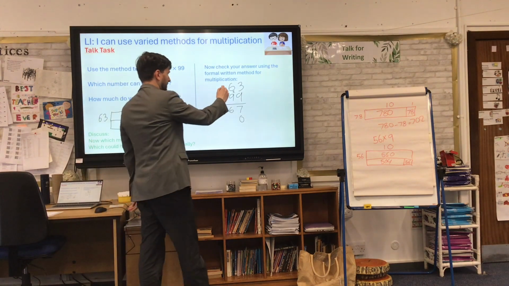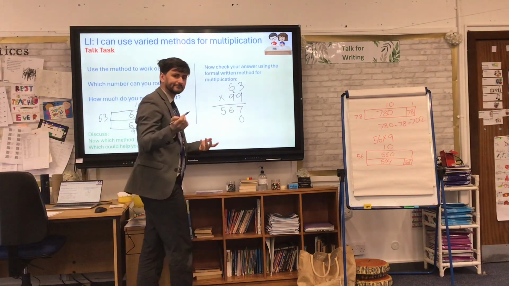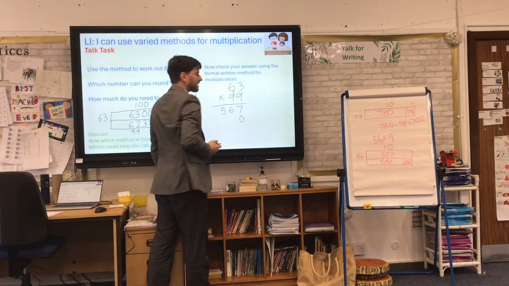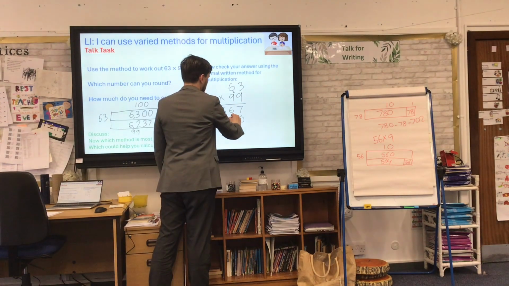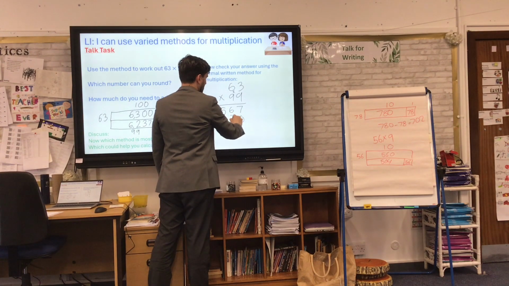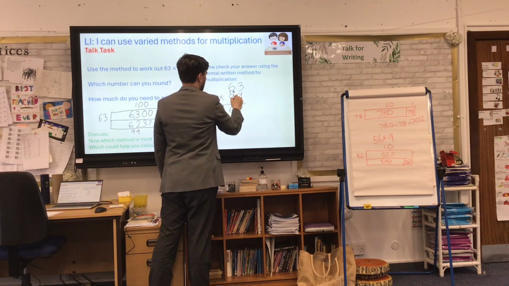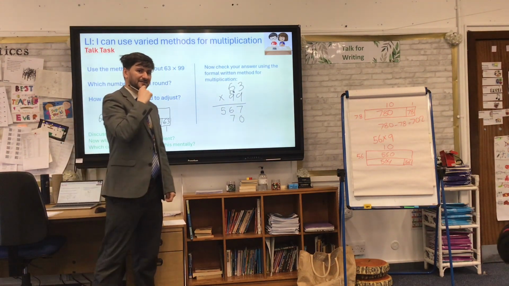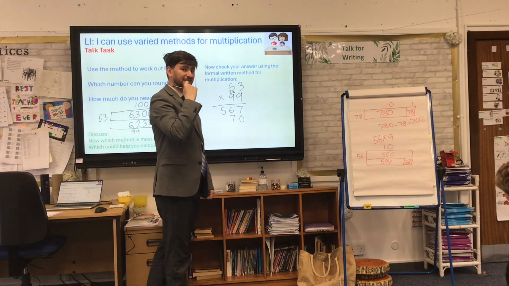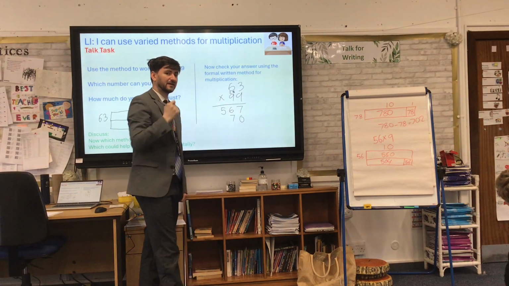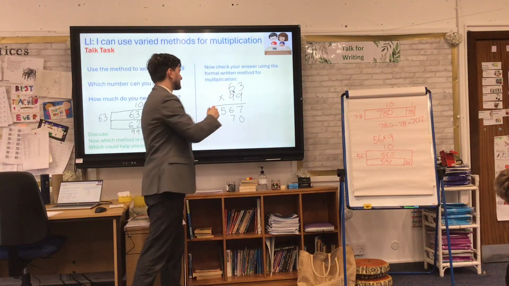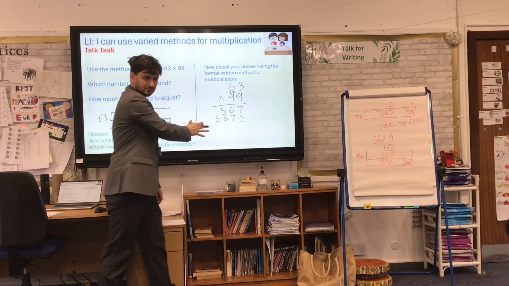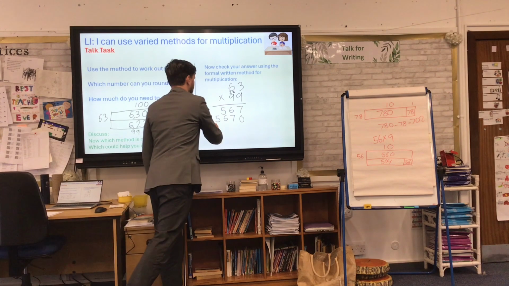The answer should be the same. Can we do it anyway, just to check? So 9 multiplied by 3 is? 27. 9 multiplied by 6 is? 54. Excellent. And then add the 2 would give me 56. Good stuff. So it was the same. So well done for using your efficient method to find that out.